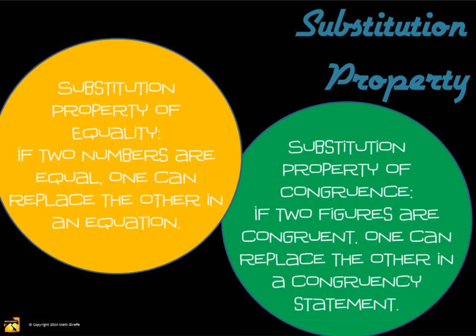Okay, let's talk about the substitution property. The substitution property of equality: if two numbers are equal, then one can replace the other in an equation. Kind of like if you remember substitution when we did linear systems, kind of like that. Substitution property of congruence has the same basic concept, except that this is if two figures. So we're not talking about numbers, we're talking about actual geometric figures, so line segments, angles. If two figures are congruent, one can replace the other in a congruency statement.